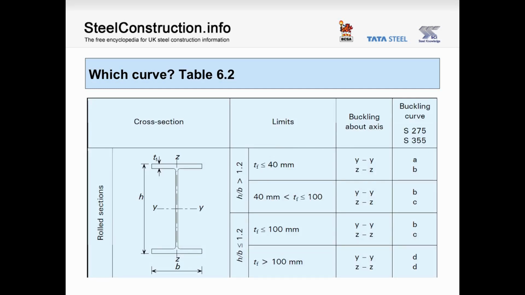Then we need to select a buckling curve, so we would turn to the Eurocode. We have a rolled section. The H over B ratio, well, this is a universal column, 203 divided by 203, so the H over B ratio is less than 1.2. We then need to know the flange thickness, but it's certainly less than 100 millimeters. We're currently interested in the minor axis buckling, and therefore we would select curve C.